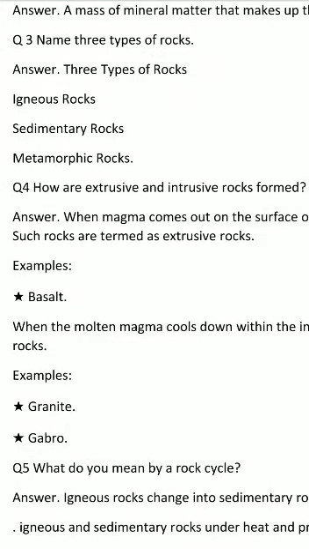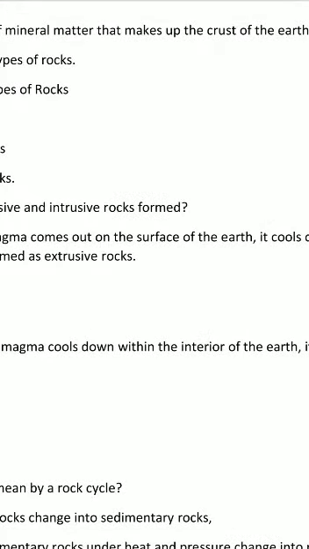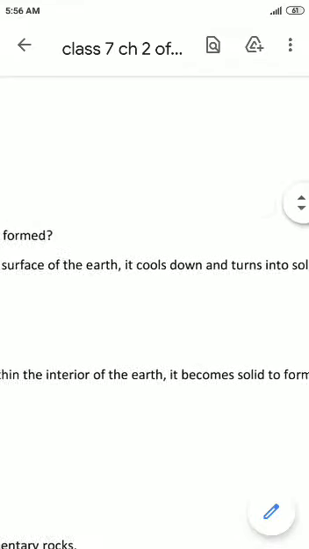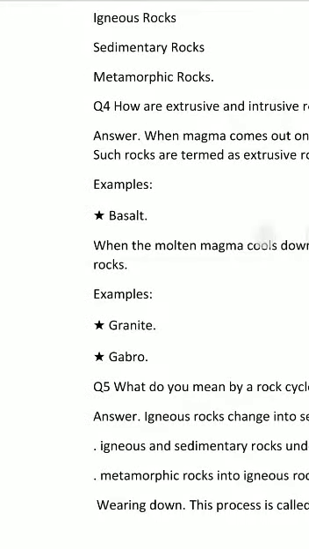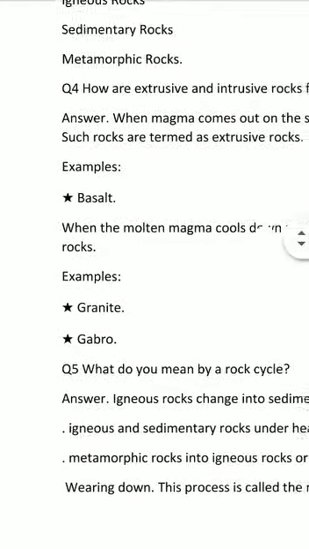Next, intrusive. When the molten magma cools down within the interior of the earth, it becomes solid to form intrusive rocks. So what are intrusive rocks? When the molten magma cools down in the interior of the earth and becomes solid and forms rocks, the rocks formed in such a way are called intrusive igneous rocks. Why are these called intrusive? As these are formed in the interior of the earth. Example, granite, gabbro.